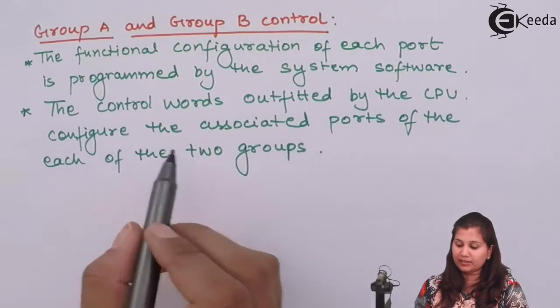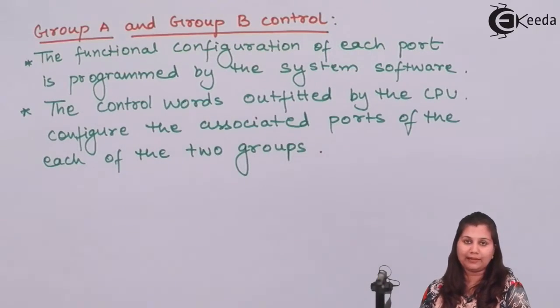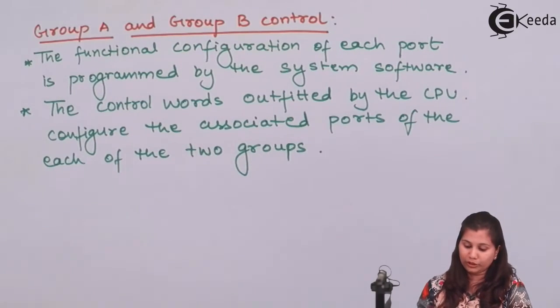It configures the associated ports of each of the two groups, because we have group A and group B. Group B has port A and port C upper. So the control word which is written in the control register will decide which group is going to be active.